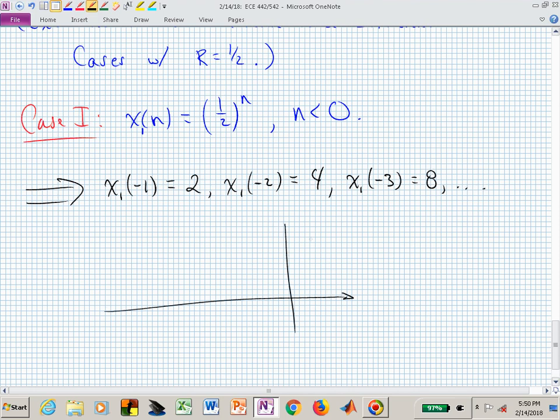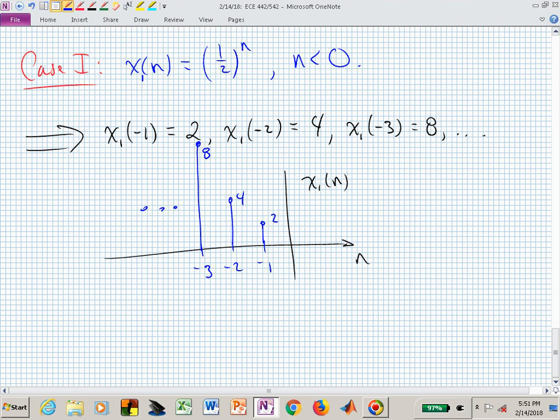And we could sketch this and say that at -1, -2, -3, just to get us started, we're at 2, then we're at 4, then we're at 8, and that's now going unbounded as we get further and further into the negative indices. What does the z transform of this sequence look like?